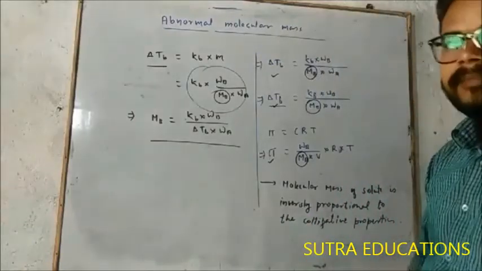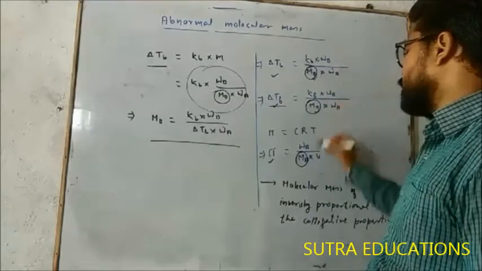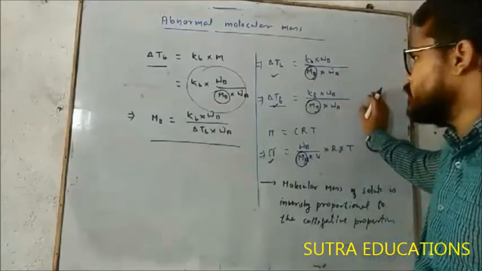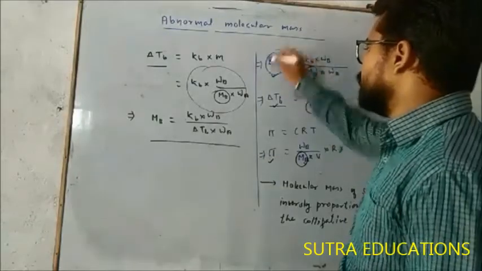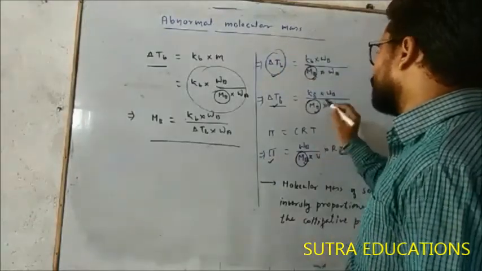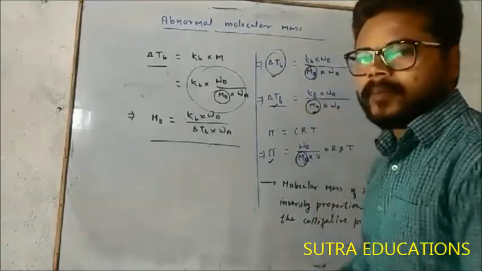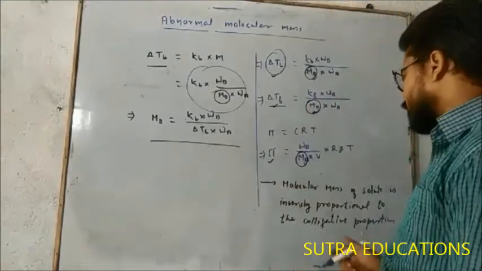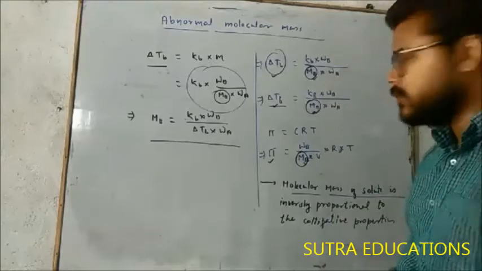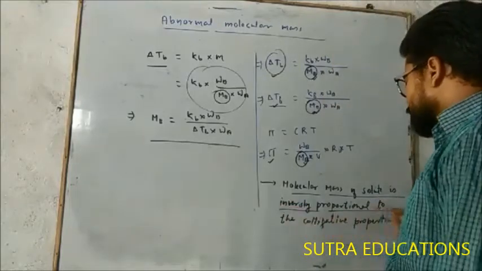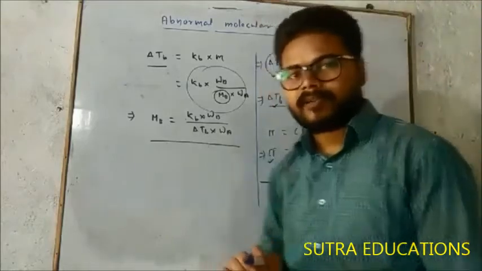Getting this or not? Every time you can see this molecular mass of solute is present in the denominator. It means if this molecular mass increases, then the colligative property will decrease. Or if this molecular mass decreases, then the colligative property will increase. So from here we can say the molecular mass of solute, that is Mb, is inversely proportional to the colligative property. Okay, this is our conclusion.